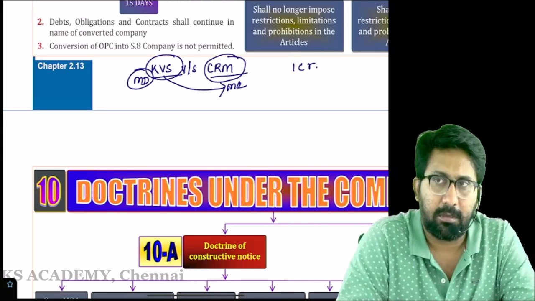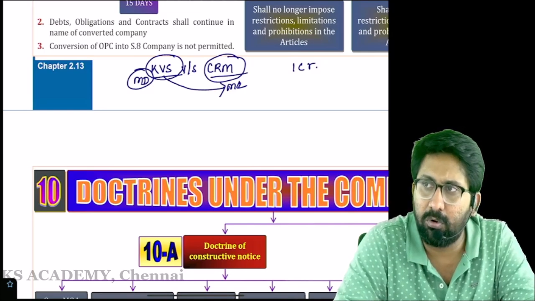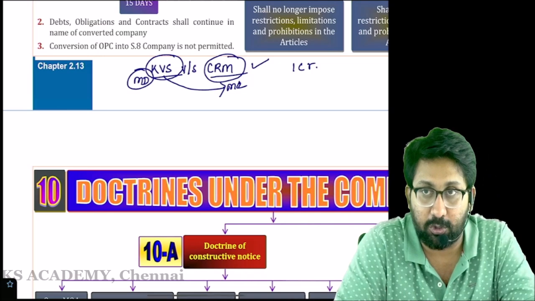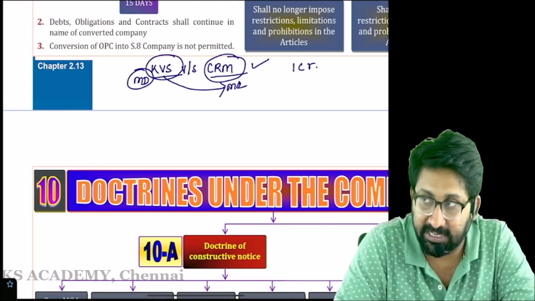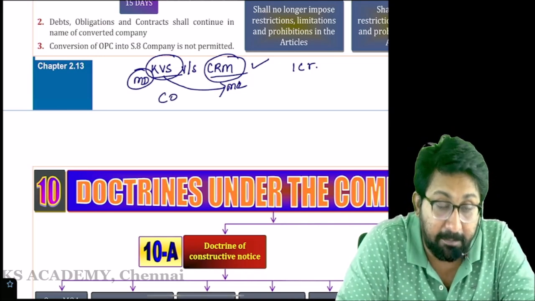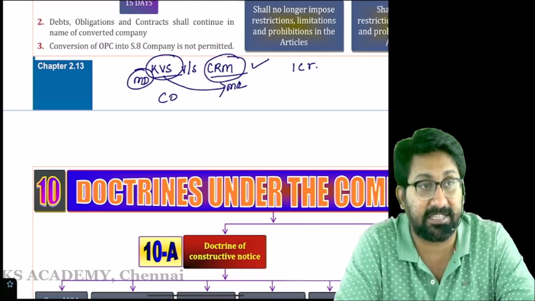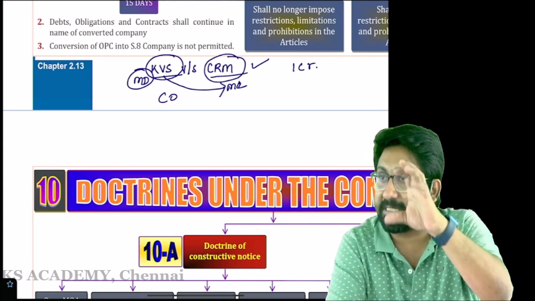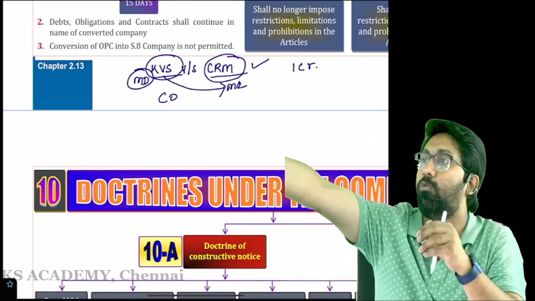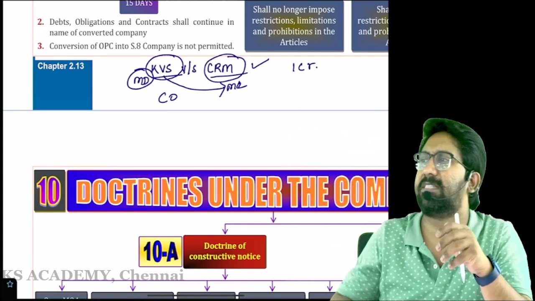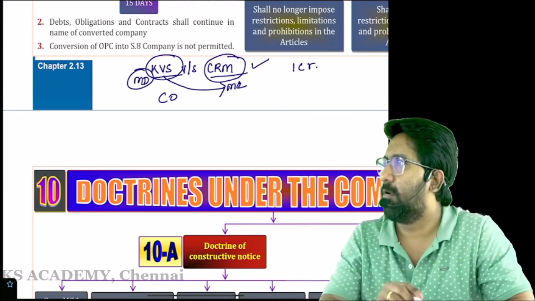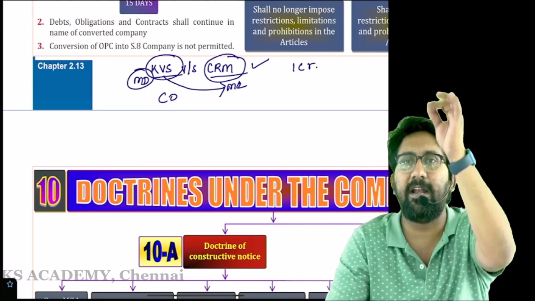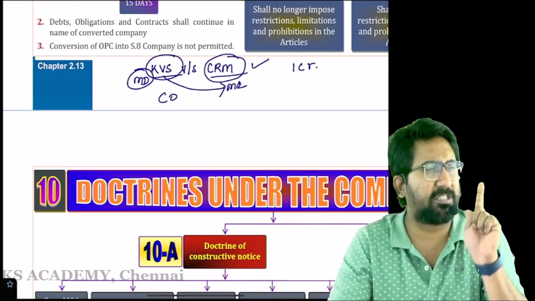Listen, here, who is an outsider? CRM is an outsider. To whom? To KVS's company, in which KVS is the managing director. That company is a person, and CRM becomes an outsider to that company. Is everyone listening? First tell me, can CRM blindly give the loan? No. First what does he have to do?